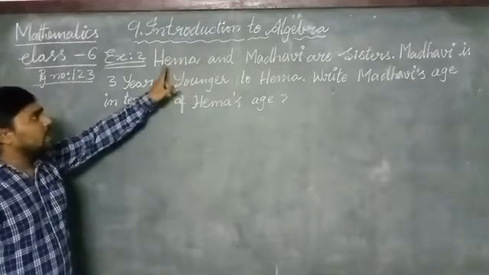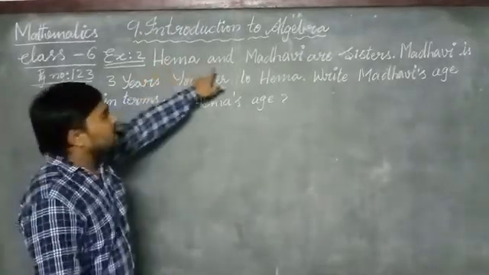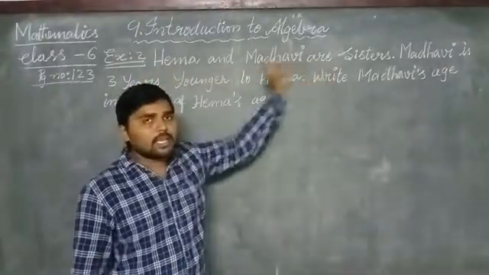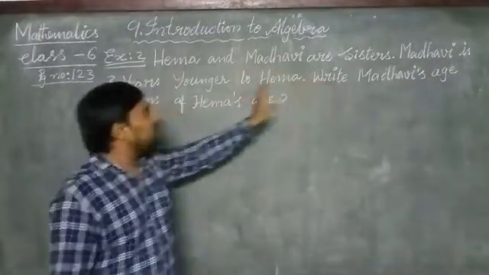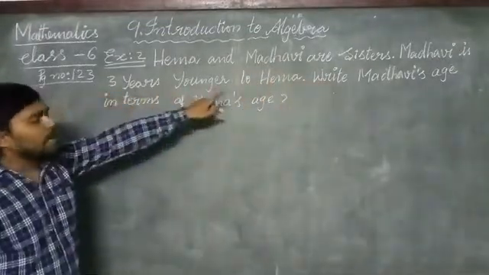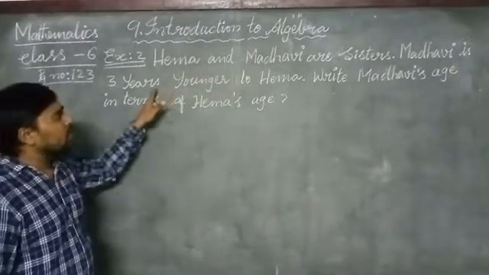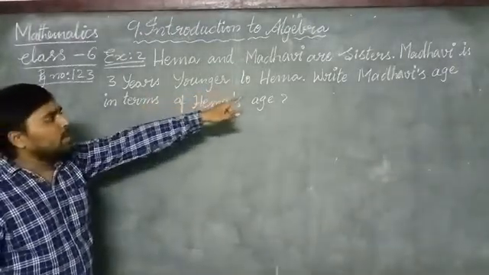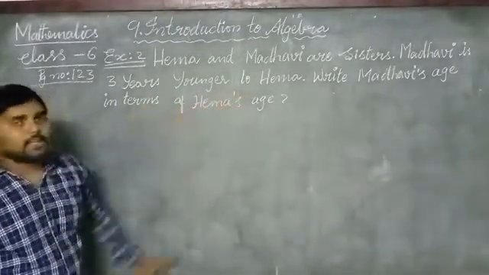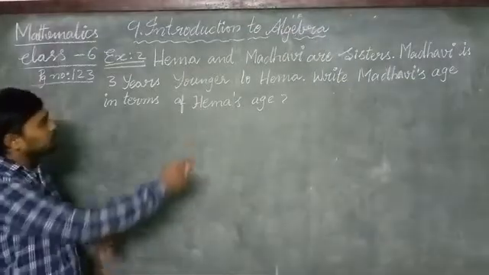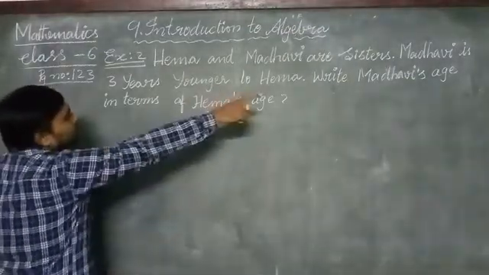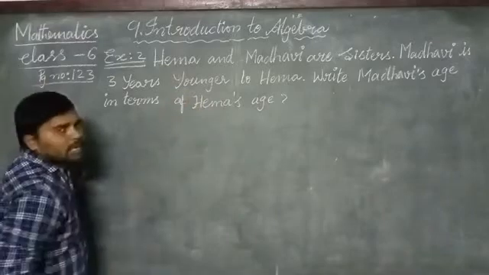Okay. Once see the condition. Hema and Madhavi are sisters. They both are sisters. Madhavi is 3 years younger to Hema. Write Madhavi's age in terms of Hema's age. Okay. Now let us see. Here they have given the condition: Madhavi is 3 years younger to Hema.